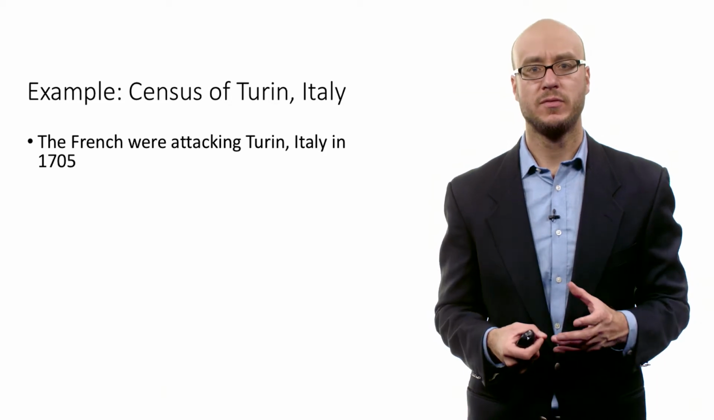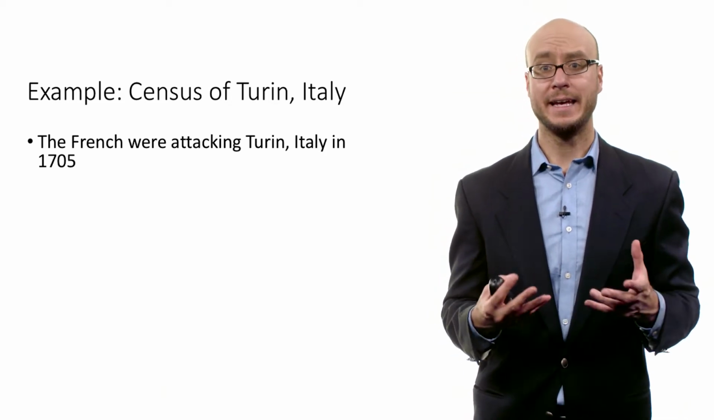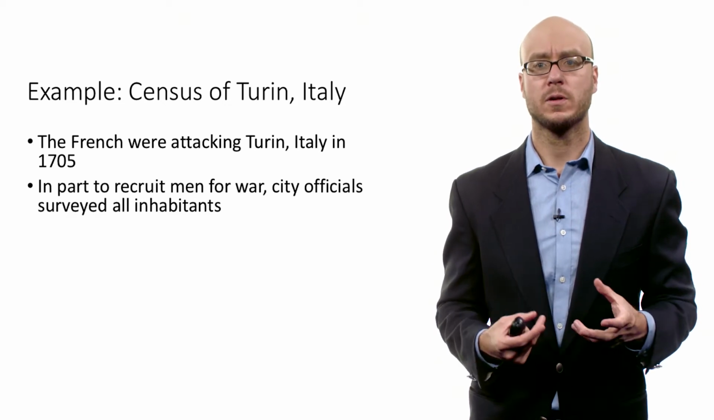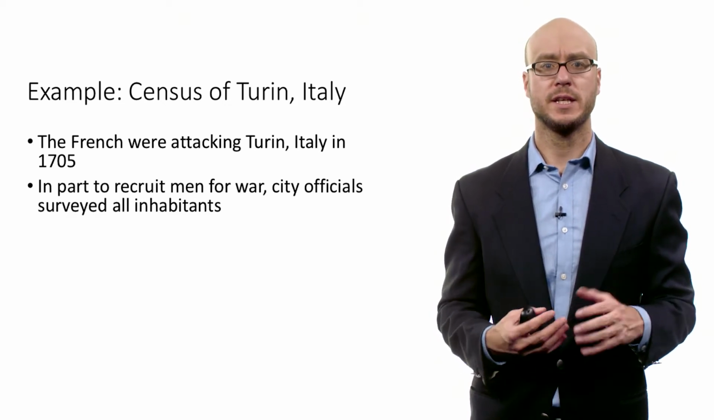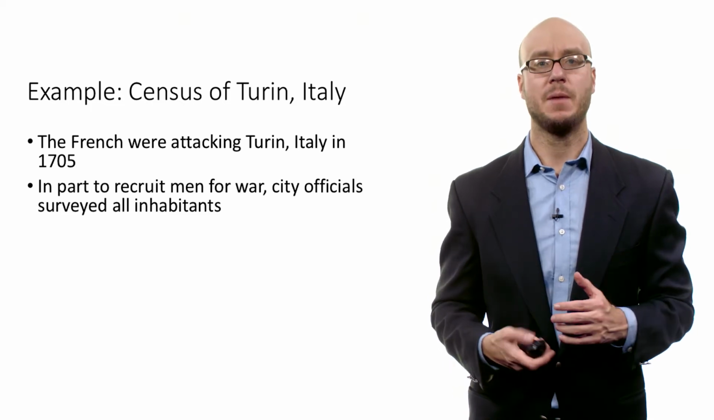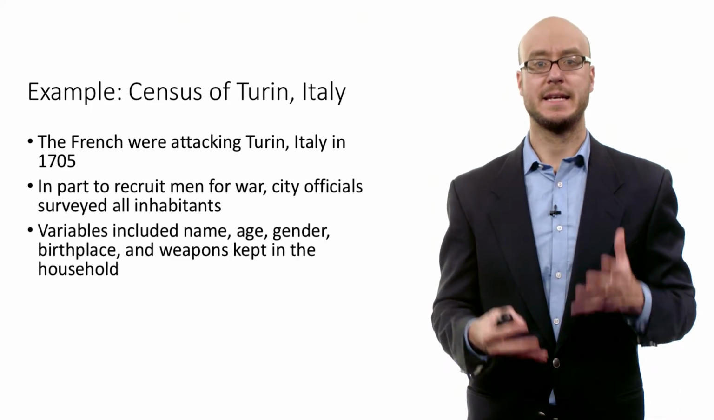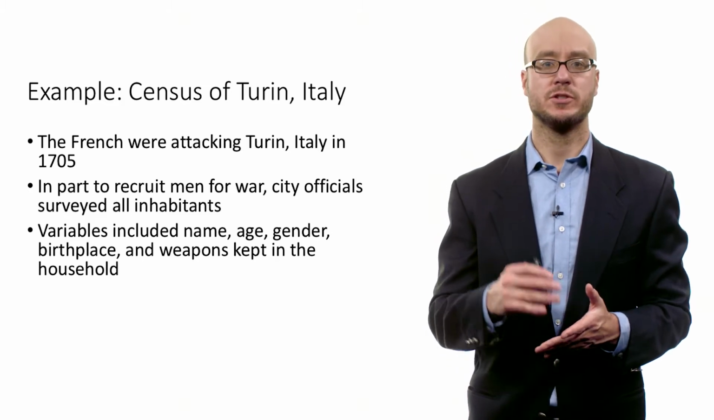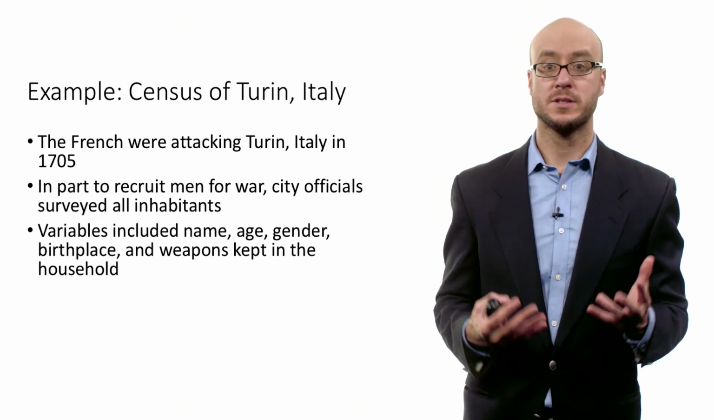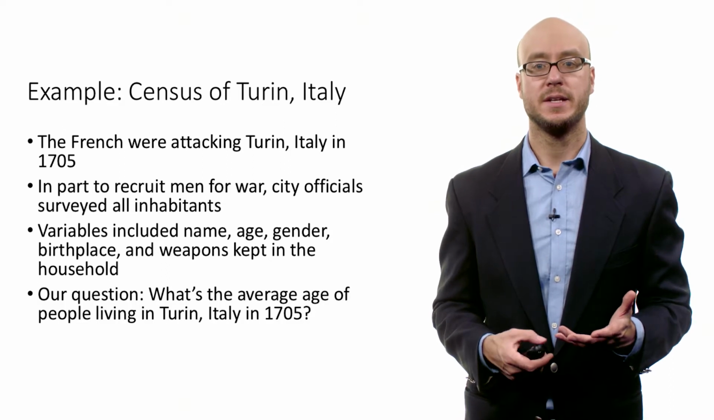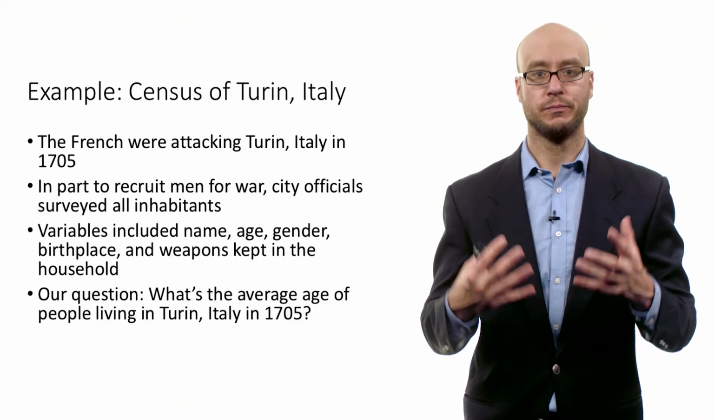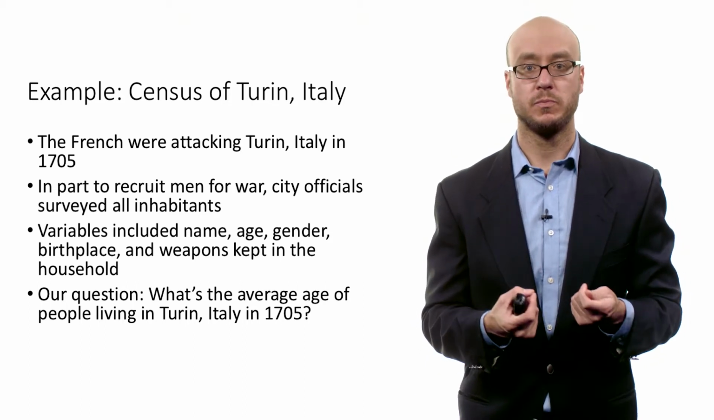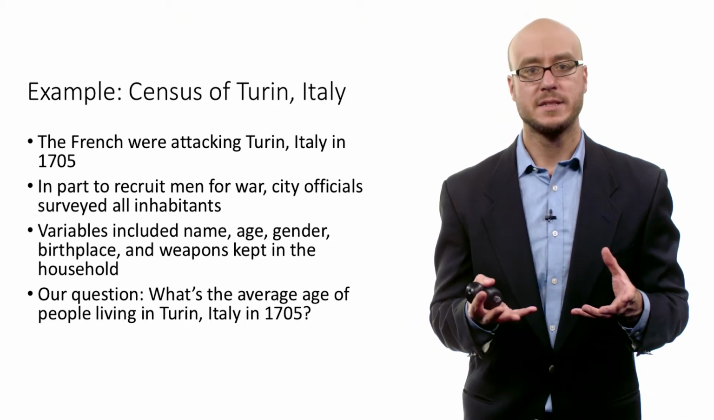So in 1705, the French were attacking Turin, Italy. And in part to recruit men for war, the officials in Turin surveyed all the inhabitants of the city. They recorded information on people's names, their age, their gender, where they were born, as well as the weapons they had. The idea is that they wanted to conduct this census so that they could recruit men for war.